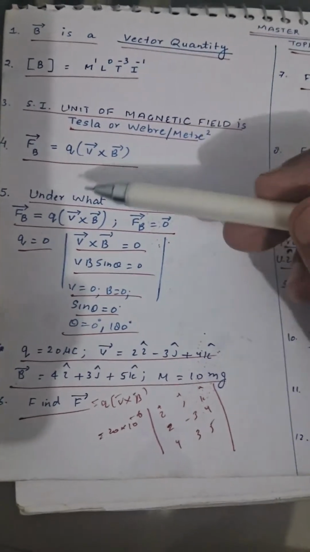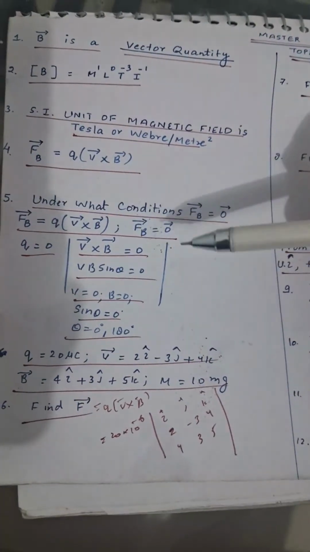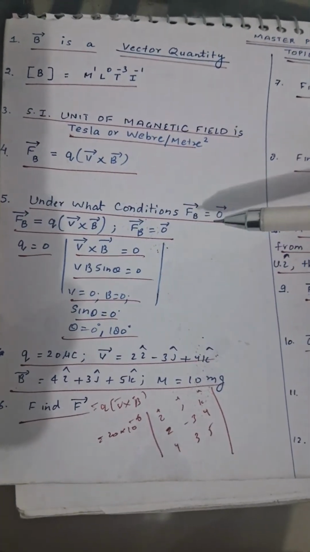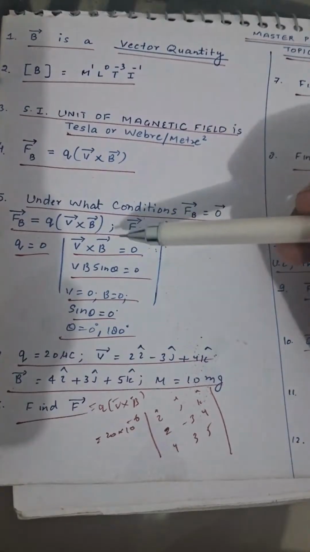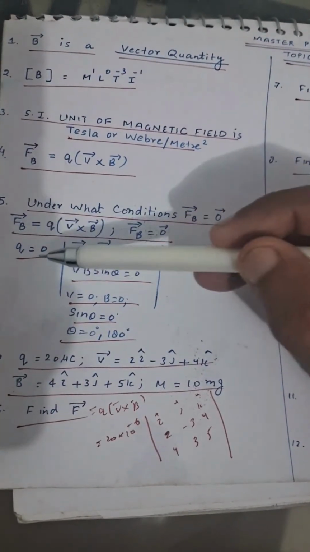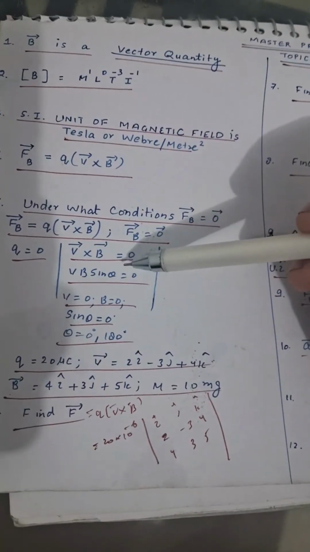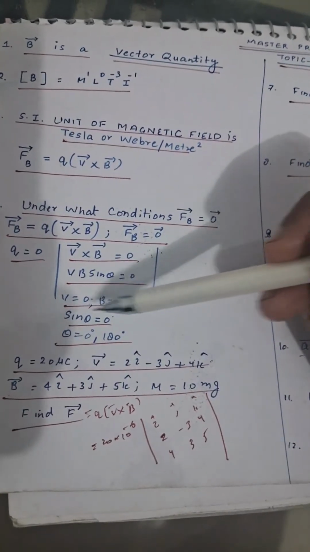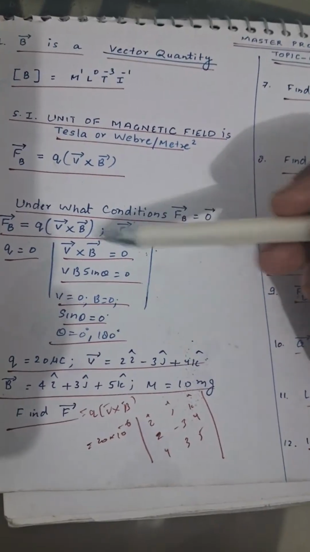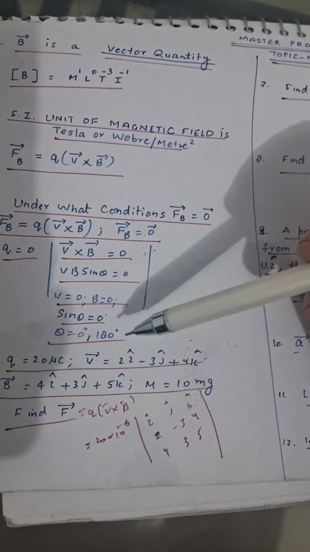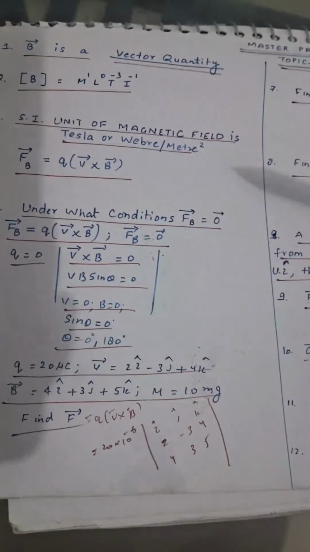present in space. Fifth is under what conditions magnetic force is zero. So magnetic force will be zero when either charge is zero or V cross B is zero. V cross B is zero when velocity is zero, field is zero, theta is zero, or 180. So any combination of these will yield zero magnetic force.